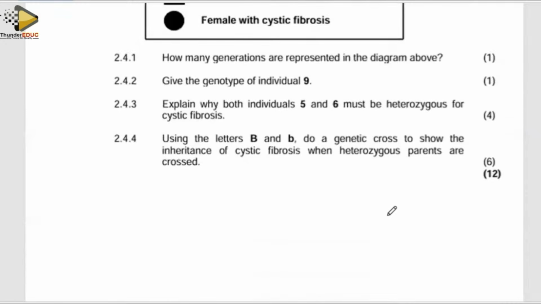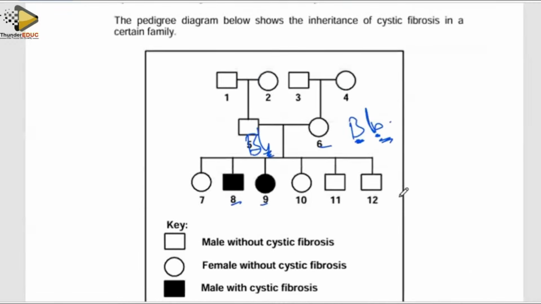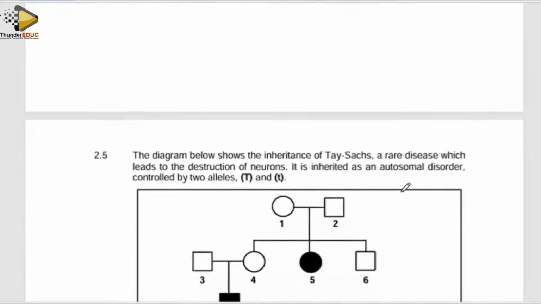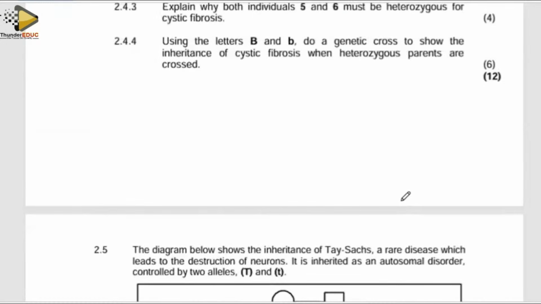Using the letters on the diagram, show the inheritance of cystic fibrosis when heterozygous parents are crossed. Here they are talking about homozygous parents. If it is homozygous parents, you're supposed to cross both of them homozygous, and they have not talked about heterozygous. They have not said which parents those are. So it means that I can't use P2 F2. So I'm going to say P1 F1.